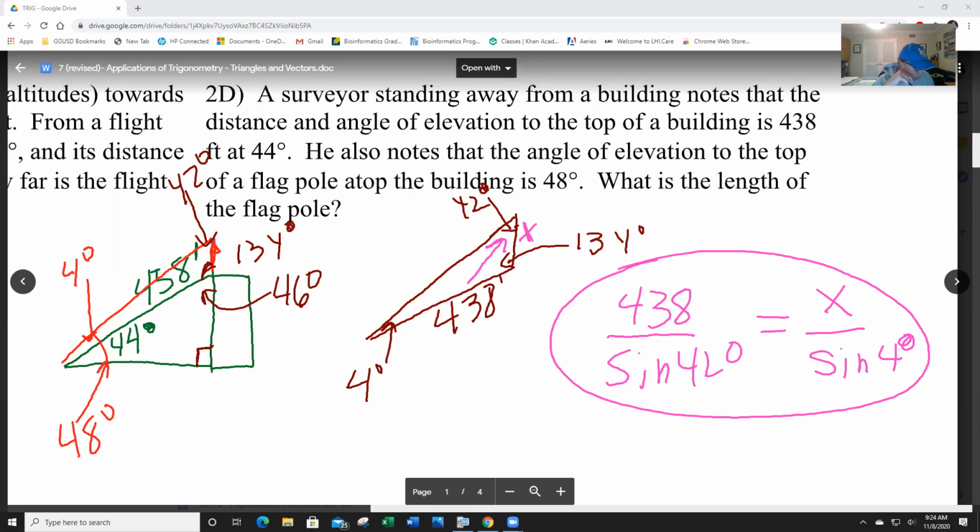Okay. Then once you go ahead and solve it, the flagpole is 45.661 feet in height. Okay. That is chapter 7.1, day 1, the law of sines, but not the ambiguous case quite yet.